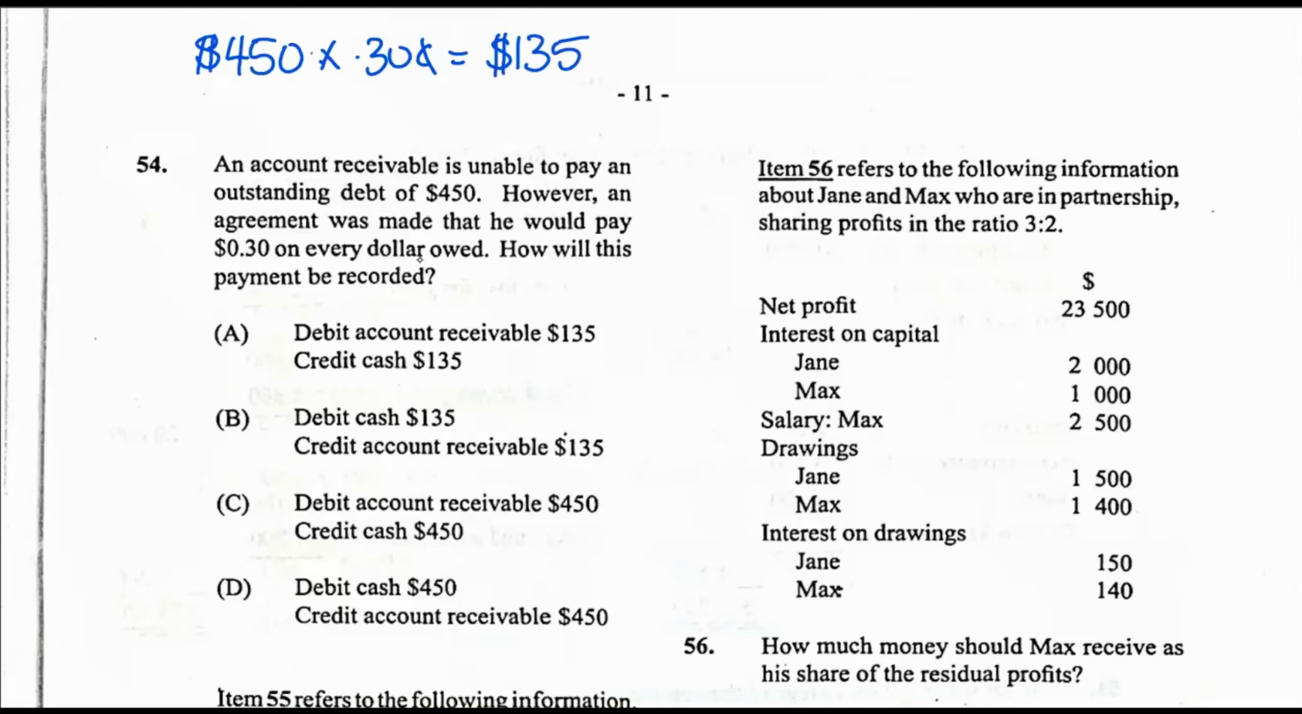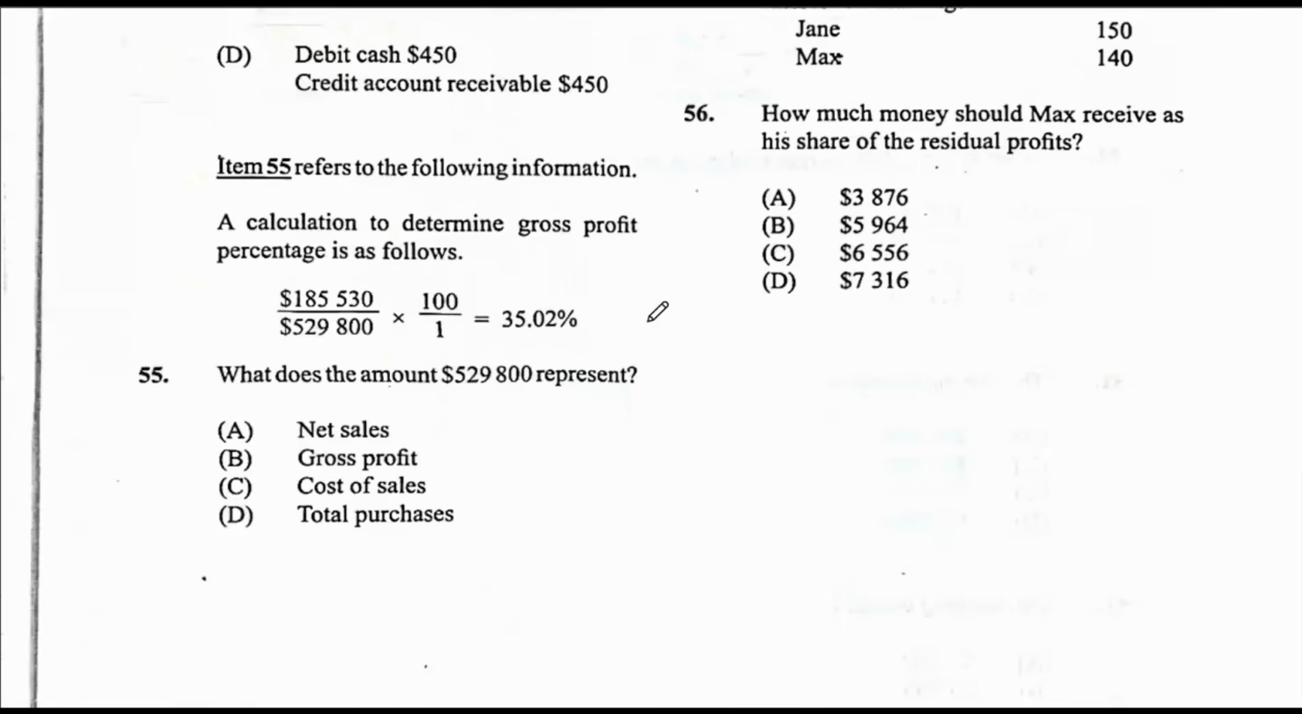Now, if he's giving us that money, our cash account will be going up. So we're debiting our cash with 135. And the only option I'm seeing there for debit cash of 135 is B. Great. Nicely done. And of course, the corresponding entry will be to reduce the accounts receivable, the debtor's account, by 135. So nice. Right, time to move on to question 55.